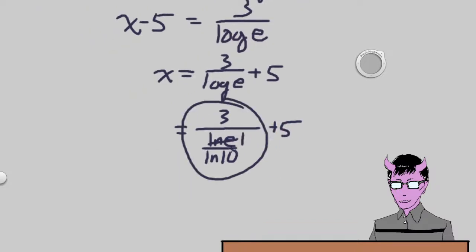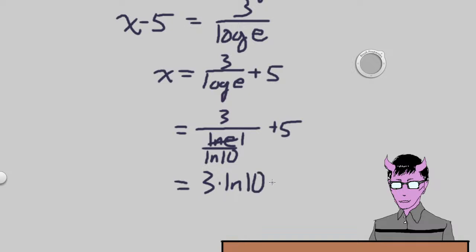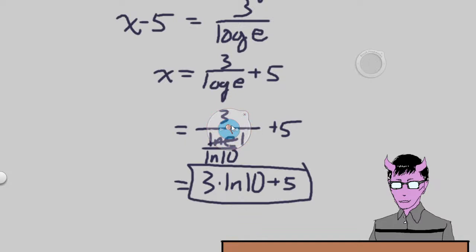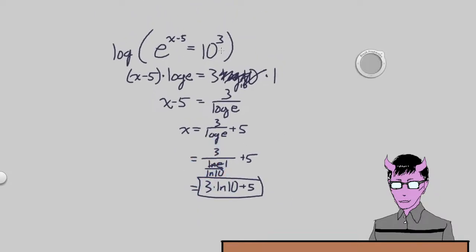This is a fraction within fraction situation, so we could do the old goofy flip trick. So this one multiplies to the numerator. And then the 1 ends up in the denominator, so nothing fancy there. We have 3 times log base e of 10 plus 5. And that one should match our previous answer. And we are good to go. Yes.